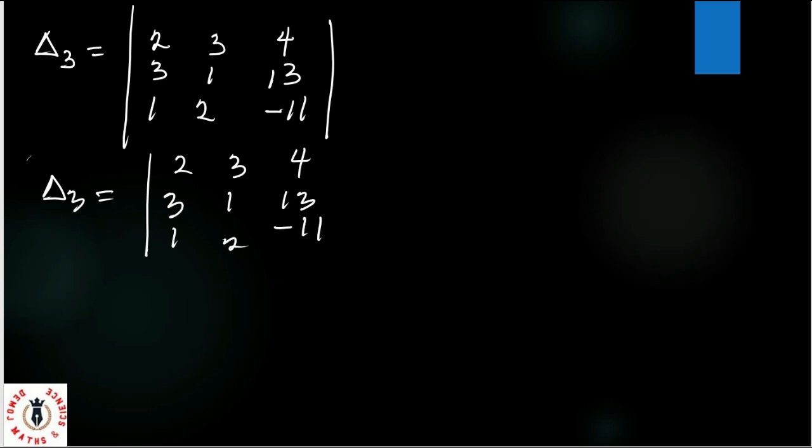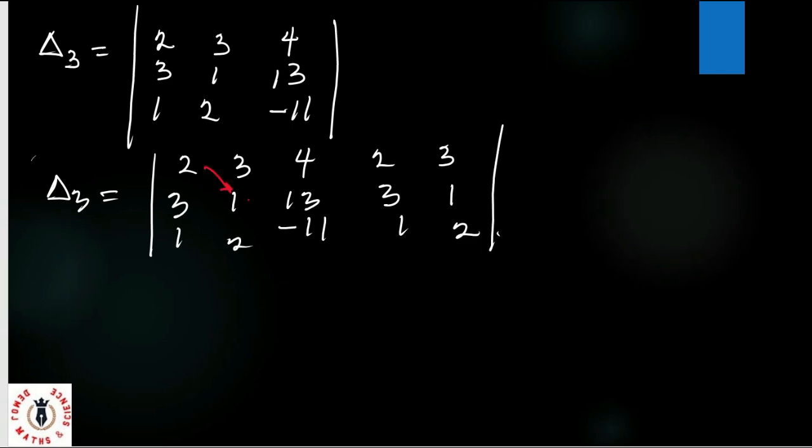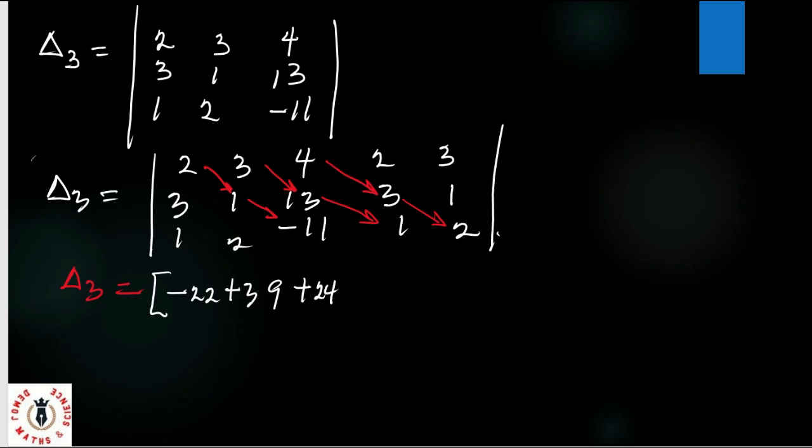Then we repeat the first two columns, we repeat them twice. This is 2, 3, 3, 1, 1, 2. Let's pick the diagonal. The first diagonal, second, and here is the third diagonal. So that my delta 3 will be the same thing as 2 times 1 times minus 11, that's minus 22. 3 times 13 times 1, that's plus 39. And 4 times 3, that's 12, 12 times 2, that's plus 24.